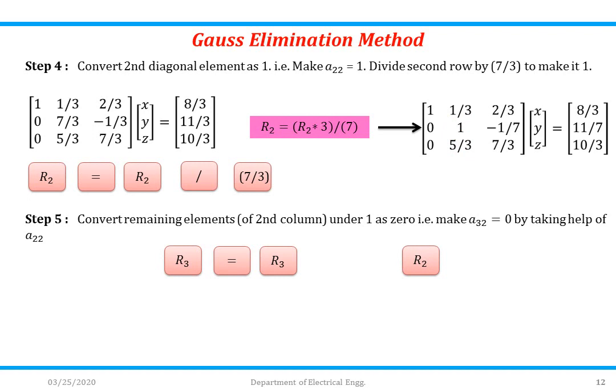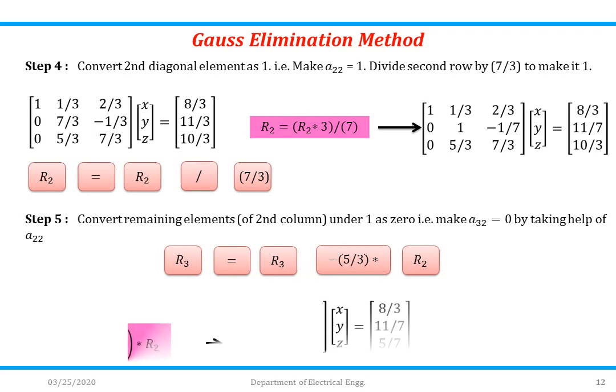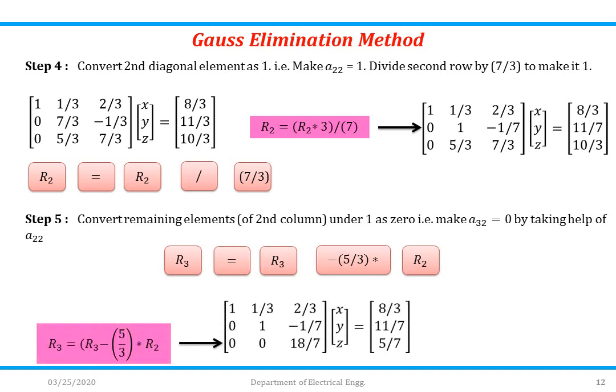Now, what is the value here? It is plus 5 by 3. So, therefore, you have to write here minus 5 by 3. So, what is the formula? The formula is R3 equals R3 minus 5 by 3 into R2. So, let's solve this. You will get a matrix. Now, I want to make a change only in R3. So, R1 elements and R2 elements, write as it is. There will not be any change.